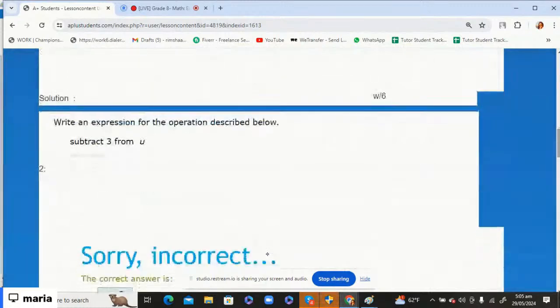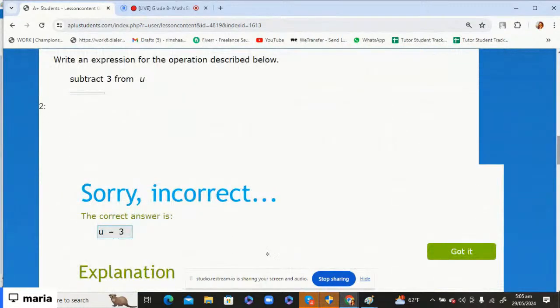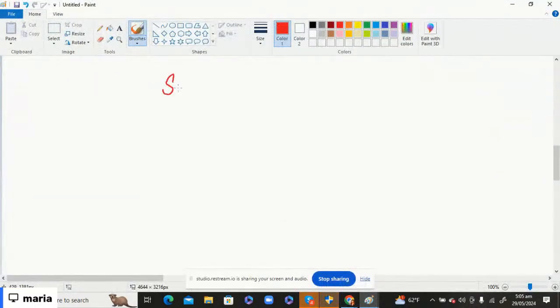Okay, subtract 3 from U. If there is a question like this, subtract 3 from U, the simple meaning is you put 3 from U. If I say subtract X from 10, how can we write X from 10?